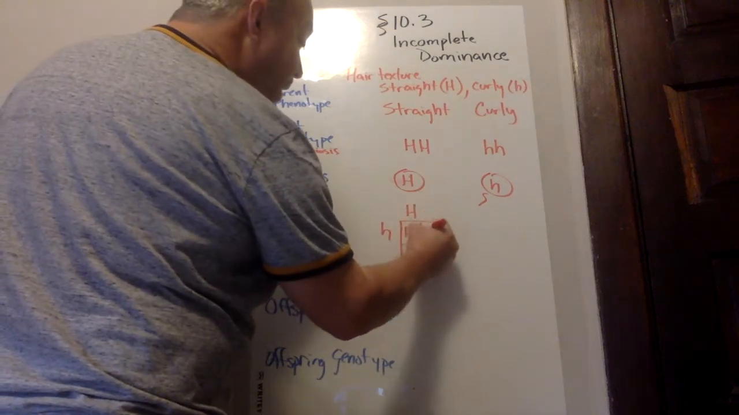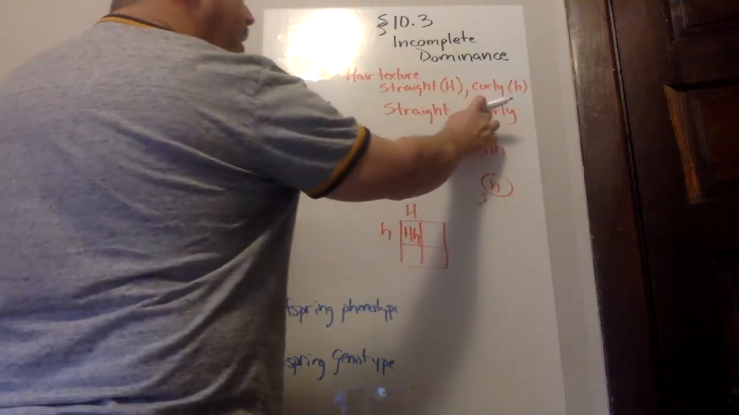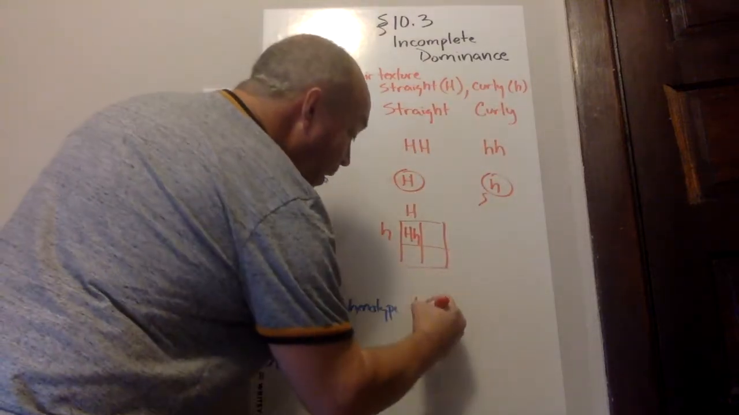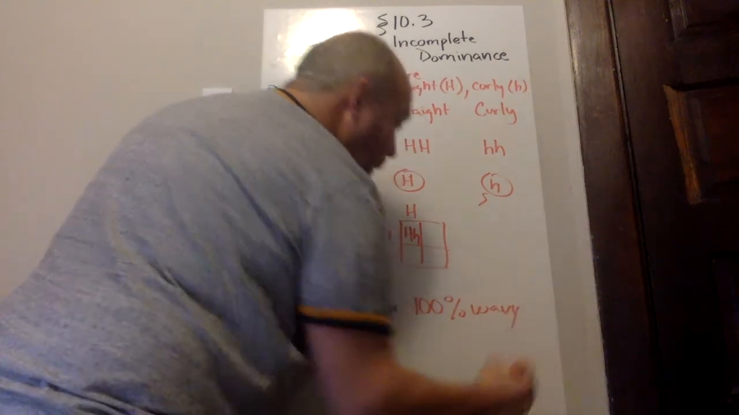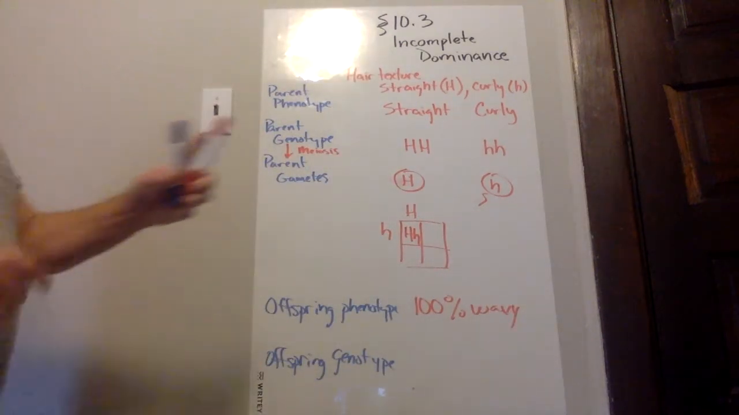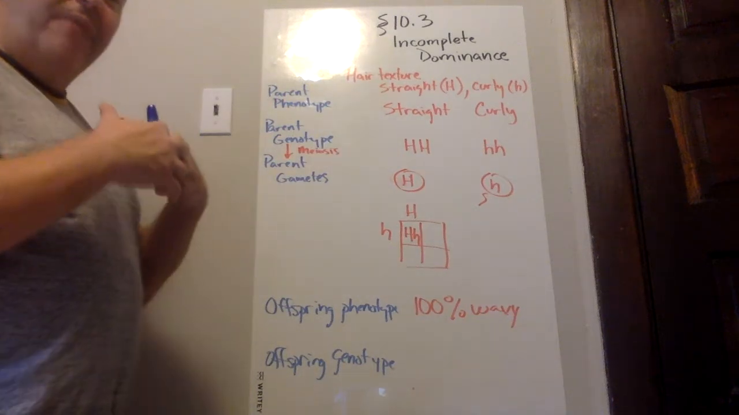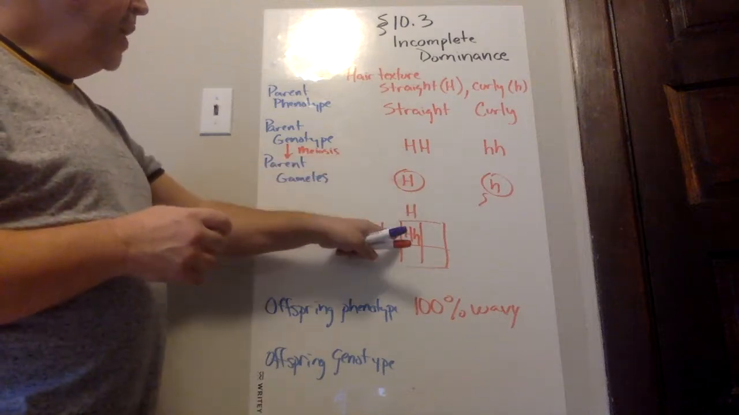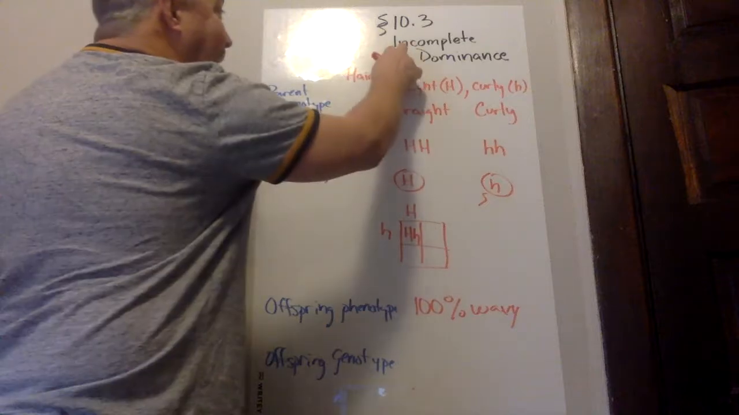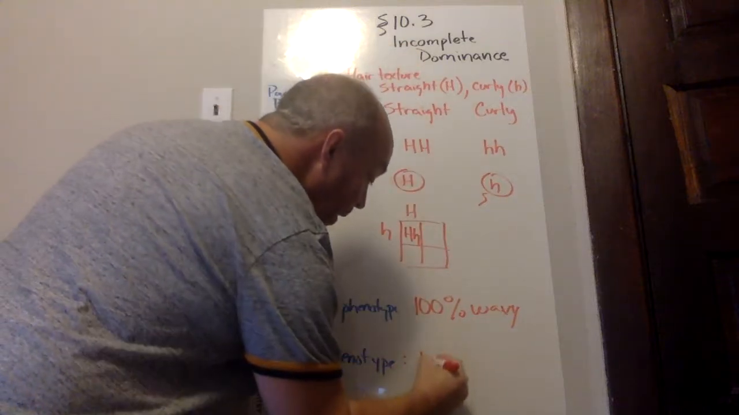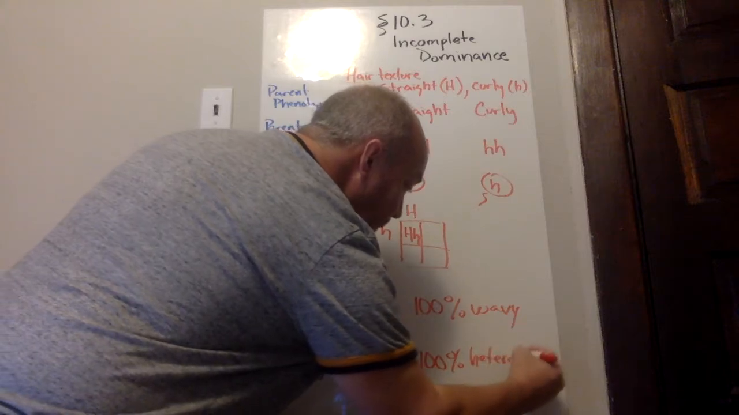So all of these kids are going to be heterozygous. And if you blend straight and curly hair, you get wavy. So all of these kids will have wavy hair. Notice there is no wavy allele. It is a blend of the two alleles because the dominant is not completely covering over the recessive. That's why it is incomplete. These will be 100% heterozygous.